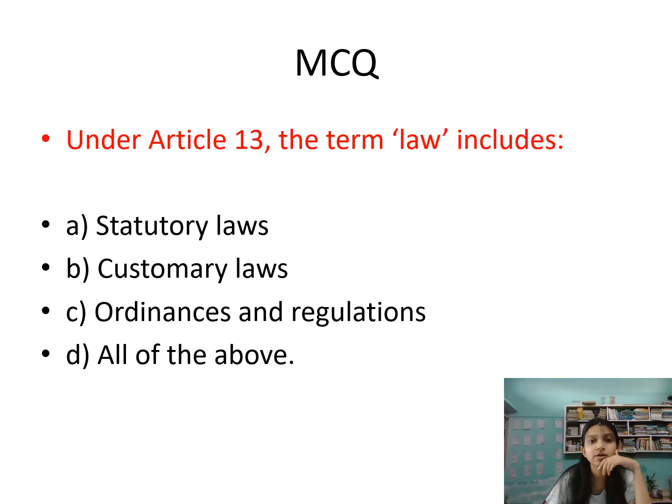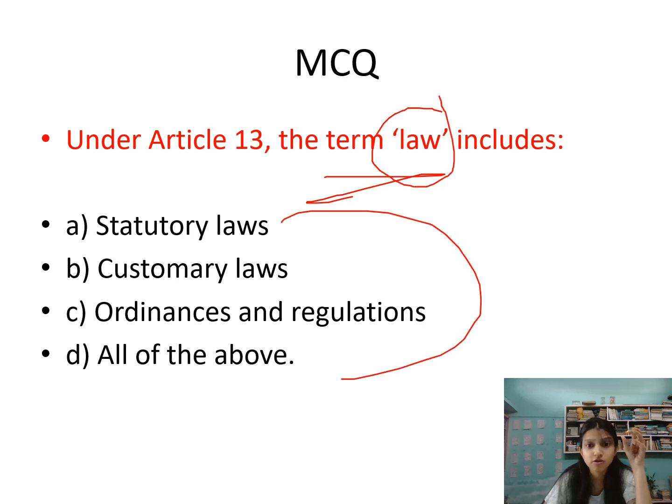The next we have, under Article 13, the term law includes. So again, Article 13 defines what law is and what are the things that make a thing a law, which includes statutory laws, customary laws, ordinances and regulations, and all of the above. So these are the options here.